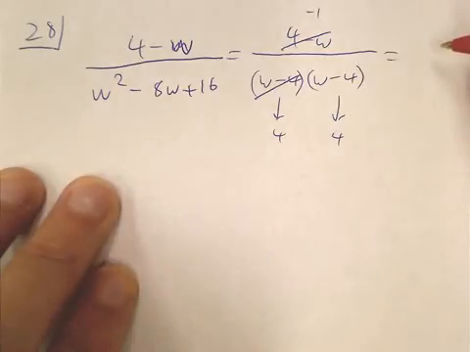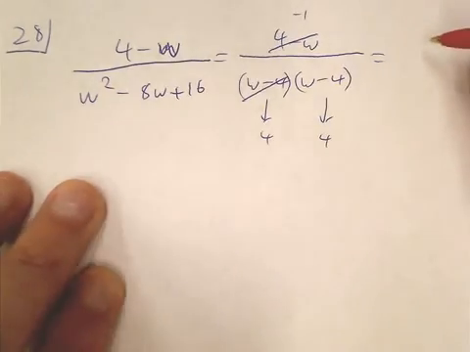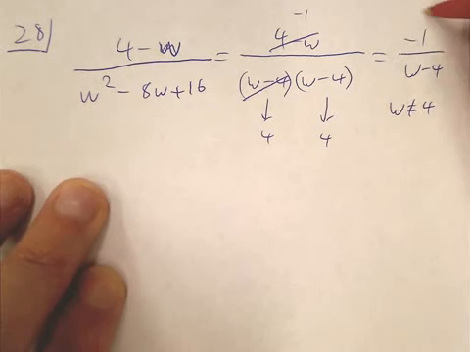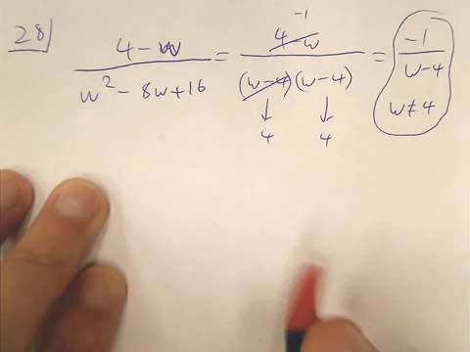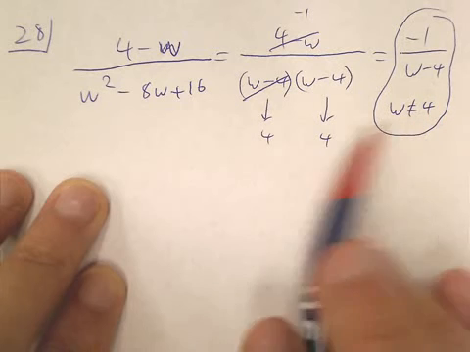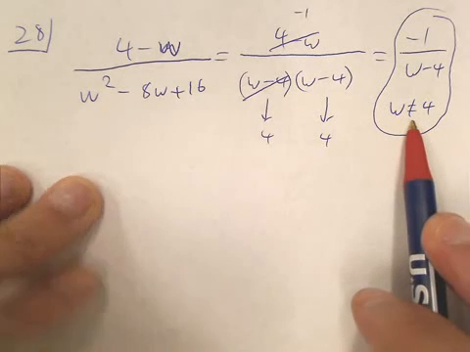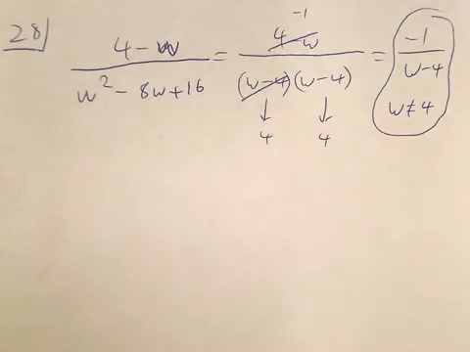So my final answer, can I sneak it in here? Yeah. Negative 1 over w minus 4. And w cannot equal 4. Okay, so my answer written out with the excluded value there. Okay, and that'll be as hard as those problems get today. We also need to review something else. Let me jump down to that.